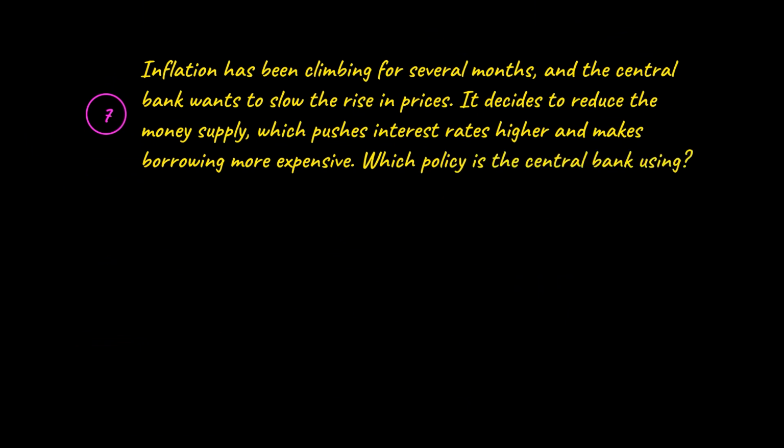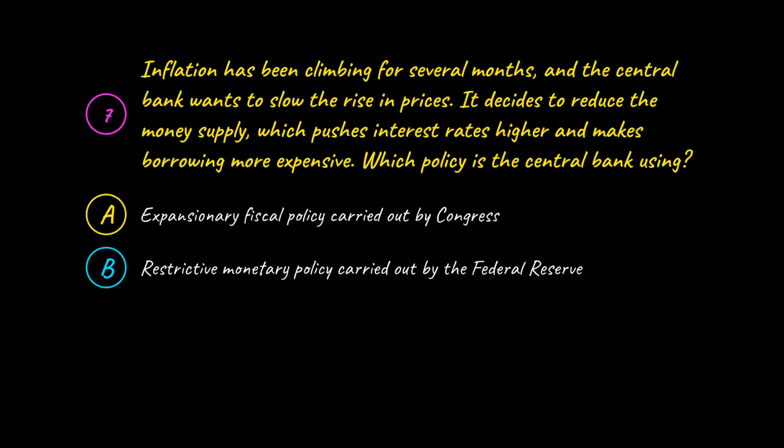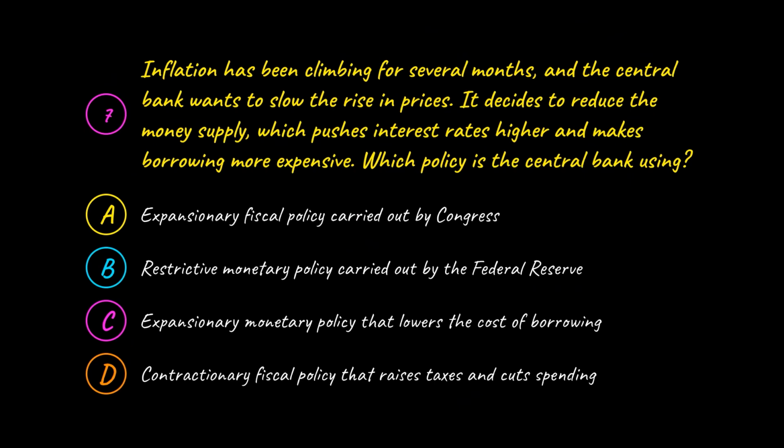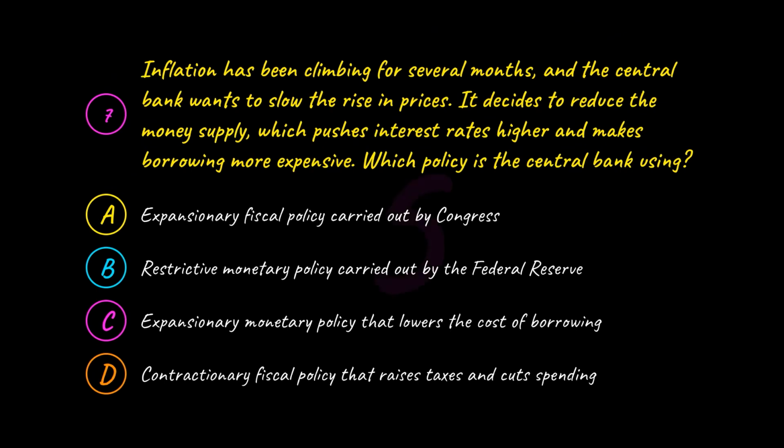Your options are: A. Expansionary fiscal policy carried out by Congress. B. Restrictive monetary policy carried out by the Federal Reserve. C. Expansionary monetary policy that lowers the cost of borrowing. D. Contractionary fiscal policy that raises taxes and cuts spending. Don't overthink it. Which one feels right?